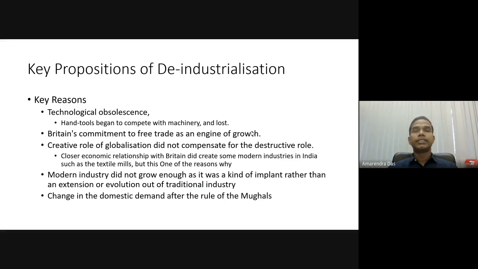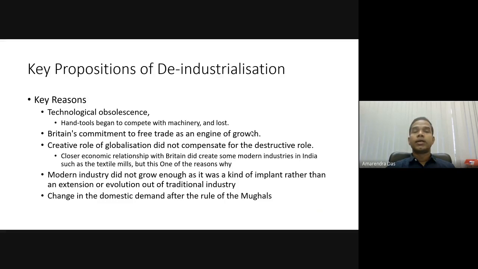Now, what are the reasons? The key reasons behind this deindustrialization are as follows. We can give five important reasons. One is technological obsolescence. Why do we say the technology was obsolete? Because by the time the British were ruling in India, there was already an industrial revolution in the United Kingdom and other parts of the world, and we see that hand tools had to compete with machines, and basically India lost. India could not take advantage of the industrial revolution that happened in the United Kingdom and other parts of the world, and that's how India lost the technological competition. So that is one of the reasons that the handicrafts sector was badly affected.